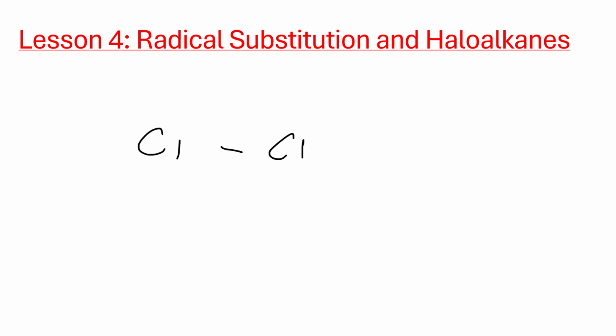I've already discussed fission in the past, but homolytic fission is when you break a covalent bond and each atom takes one electron from the electron pair. This can be drawn as so. The half arrows, sometimes called fish hooks, represent the movement of one electron from the bonding pair going to each atom from the original halogen molecule.